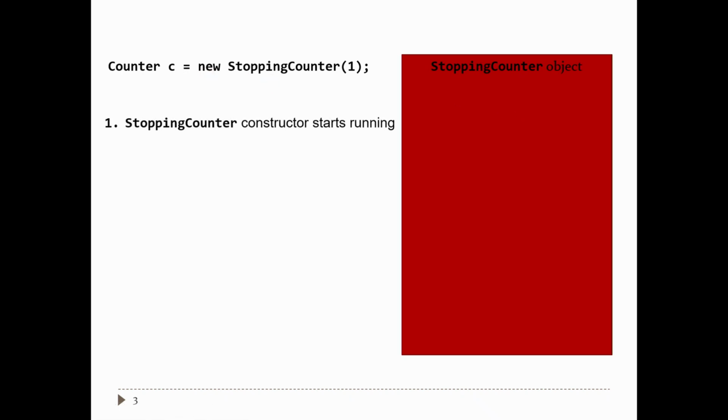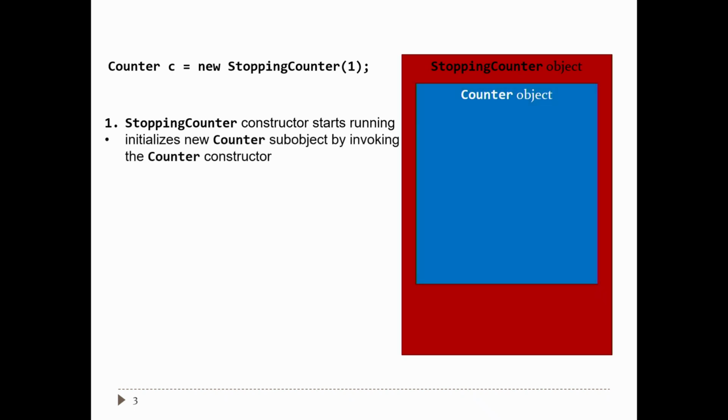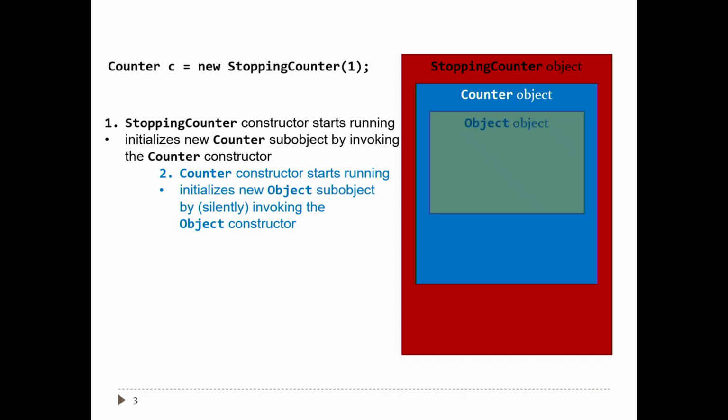new calls the constructor to fill in the fields of a StoppingCounter. What does the StoppingCounter constructor do? The very first line of the StoppingCounter constructor is a call to another constructor, and in fact it's a call to the Counter constructor. That initializes the Counter part of the StoppingCounter. So the Counter constructor now starts running. What does the Counter constructor do? On its very first line is a call to its superclass constructor. So it calls the Object constructor to initialize the Object part of the Counter.